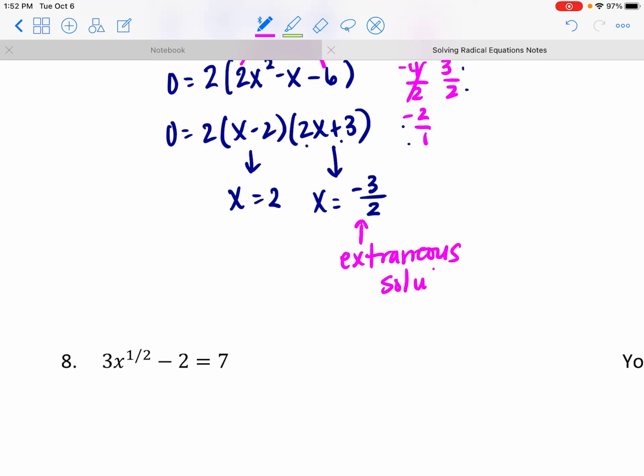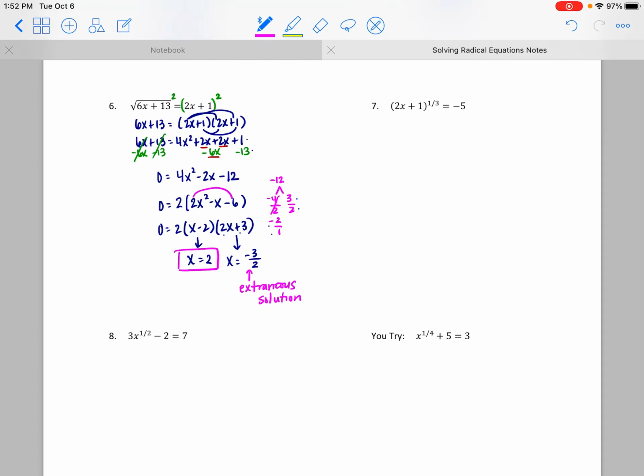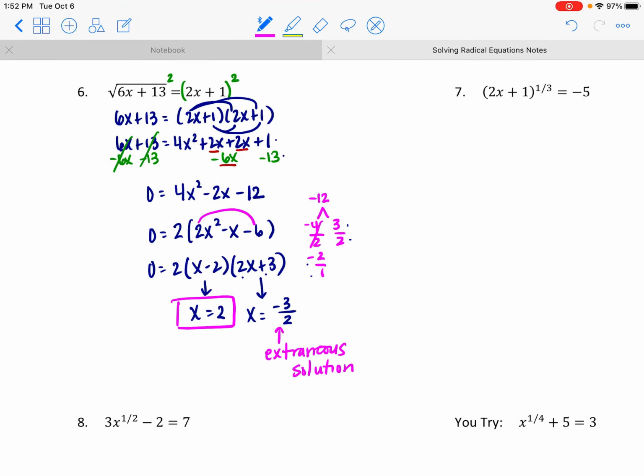So this solution is extraneous, but the other solution is valid. So we've got two solutions. One doesn't work, but the one does. So we're just going to go with the one valid solution, the one that checked out. Okay? Alright, so that's about as bad as it can be. Actually, they could get worse. Sometimes you square both sides and you create another radical. It can be worse than this, but I think that's as far as we need to take it.